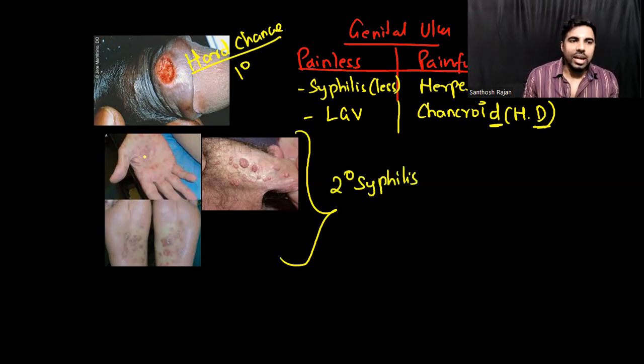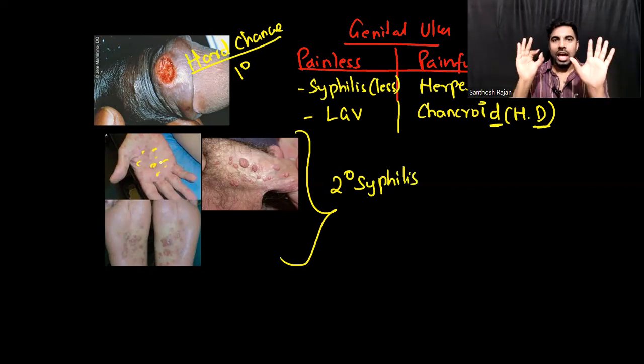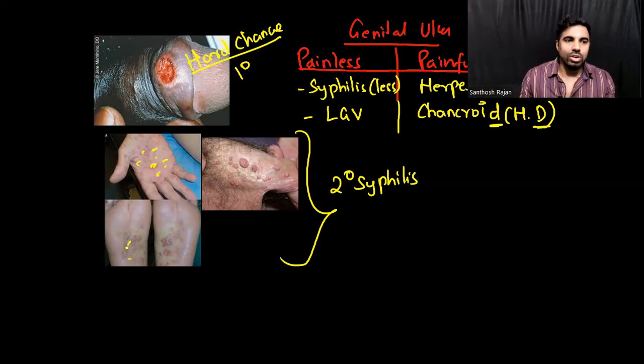What happens in secondary syphilis? You have rashes on the palms and soles, like in measles maybe. So this is the palm and this is the sole. You see all these rashes here, very characteristic of secondary syphilis. Rash on the palms and soles means syphilis. Many patients come like this, and questions have also come like this. So which disease? An STD, syphilis.